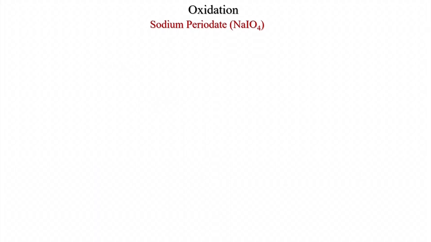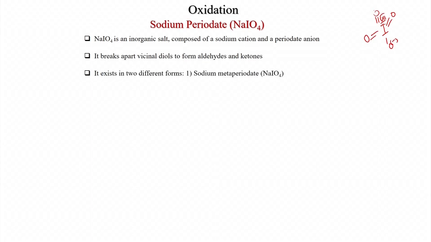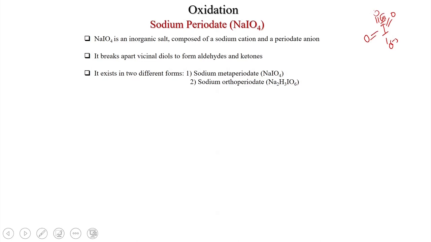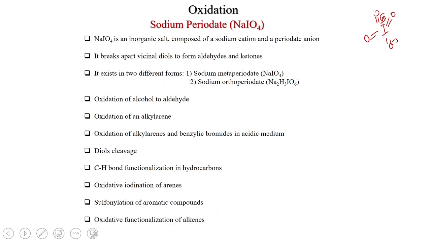Now we will discuss another oxidizing agent, which is sodium periodate. So here iodine is in plus 7 oxidation state. So Dess-Martin periodinane was plus 5, here plus 7 oxidation state. NaIO4 is an inorganic salt composed of sodium cation and periodate anion. It breaks apart vicinal diols to form aldehydes and ketones. It exists in two different forms, sodium metaperiodate and sodium orthoperiodate, which is Na2H3IO6. Its uses include oxidation of alcohol to aldehyde, oxidation of alkyl arenes and benzylic bromides in acidic medium, diol cleavage, CH bond functionalization in hydrocarbons, oxidative iodination of arenes, sulfonylation of aromatic compounds, oxidative functionalization of alkenes. So sodium periodate performs many reactions that we will discuss.